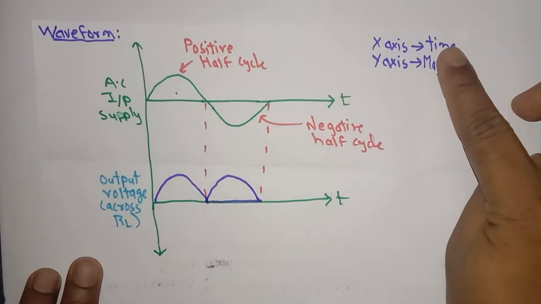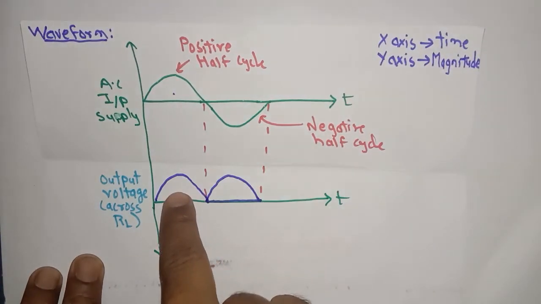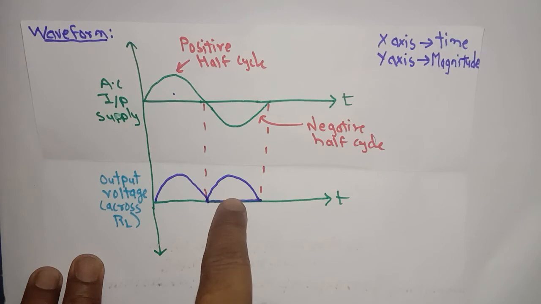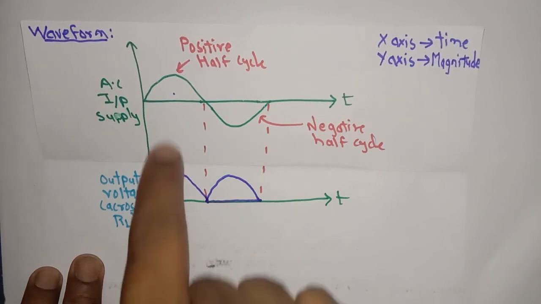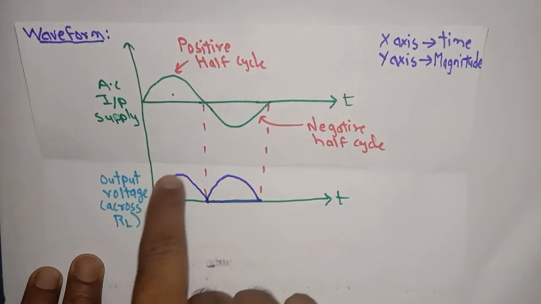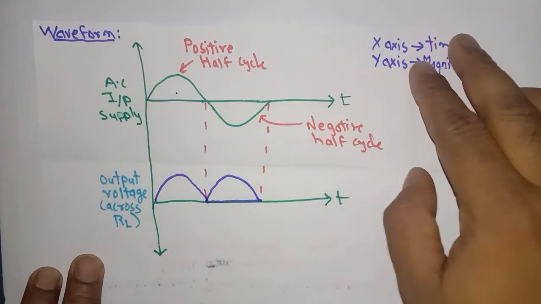Now here are the waveforms shown. For positive half cycle we are getting the output across the RL, and for negative half cycle also we are getting the output across the load resistance RL, but the direction of current flowing through positive half cycle as well as negative half cycle was the same, and that was in positive way. So it is known as full wave rectifier.